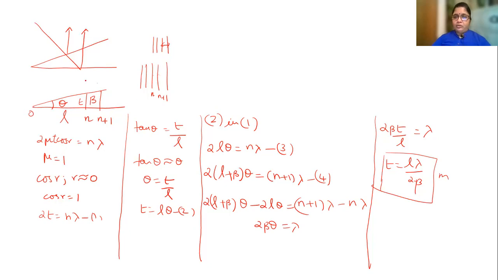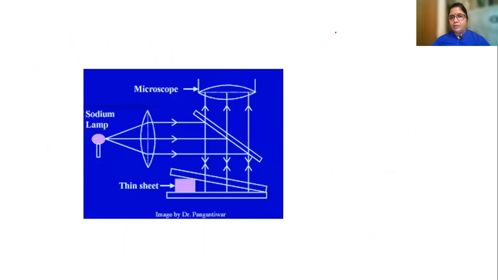So what would you actually do? Let me write the equation here. T is equal to L lambda by 2 beta meters. What is L here? L is the distance between the point of contact. You could probably tie a thread or a rubber band or whatever to this. This would be L. What is lambda? Lambda is the wavelength of the source, which would be given to you. And what is beta? Beta is the fringe width we are going to find out from this experiment.